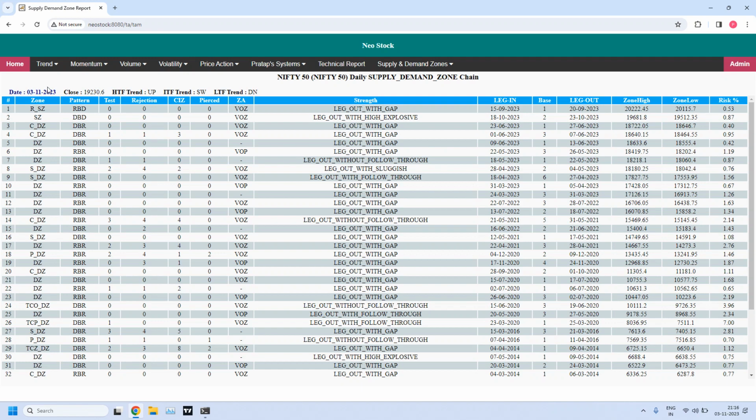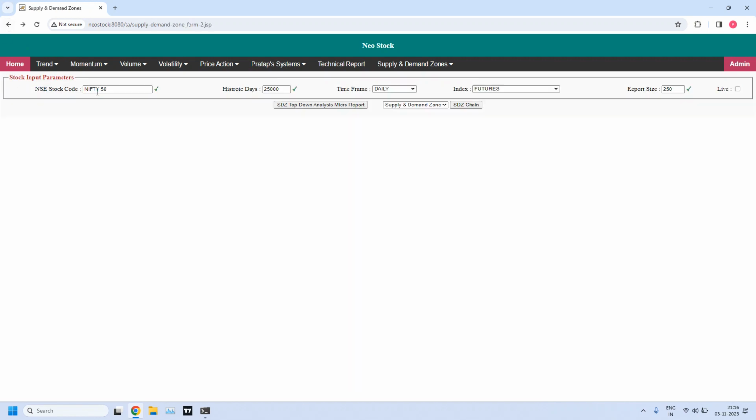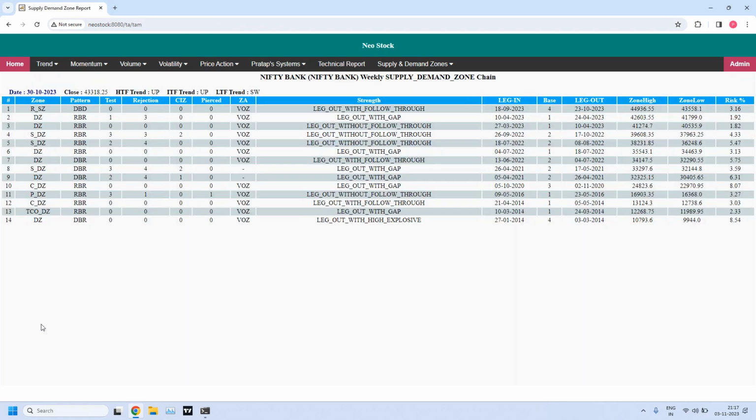Now let us generate the supply demand zone chain for Nifty Bank, that is Bank Nifty. Let me start with the weekly time frame. I'm generating the chain. On the weekly, the first one is the supply zone, and all the remaining are demand zones. So let's go back.